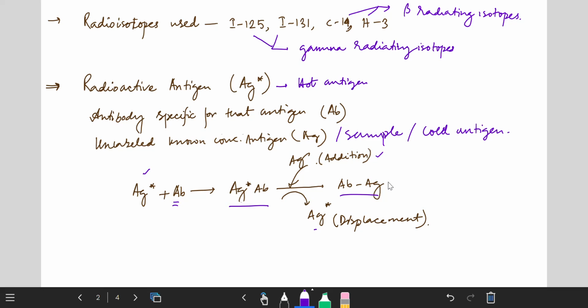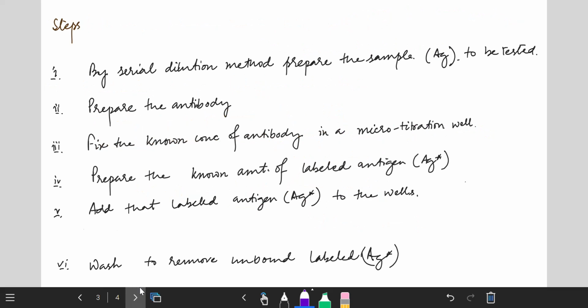Now we will understand the RIA procedure step by step. So first, by using the serial dilution method, prepare the sample or the antigen or cold antigen. Then prepare the antibody. How will the antibody be prepared? Obviously by injecting the antigen into a goat or sheep, the antibody will be prepared. After that, fix the known concentration of antibody in a microtitration well or microtiter well.